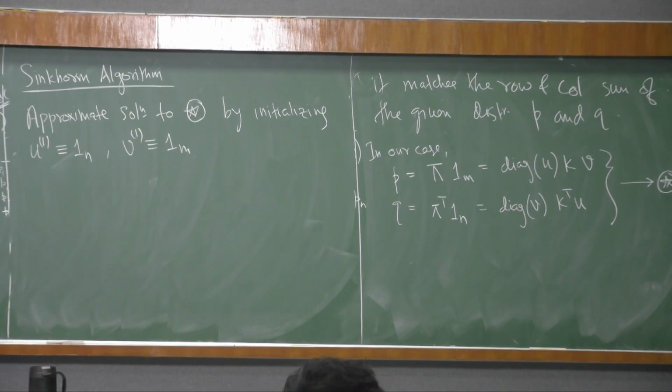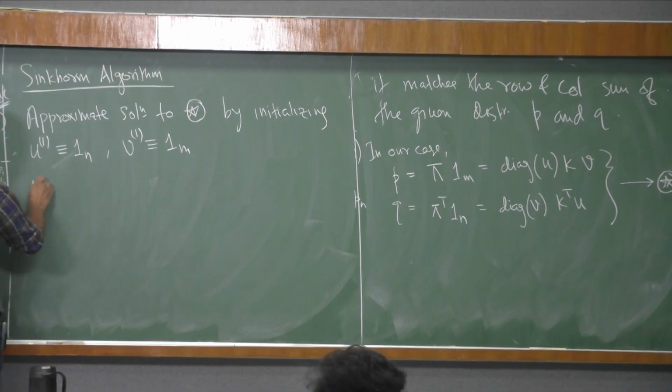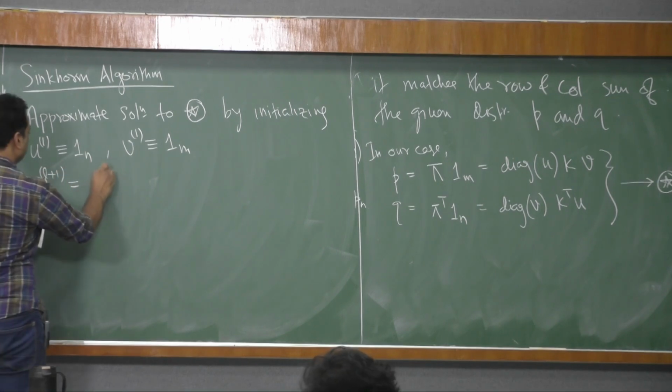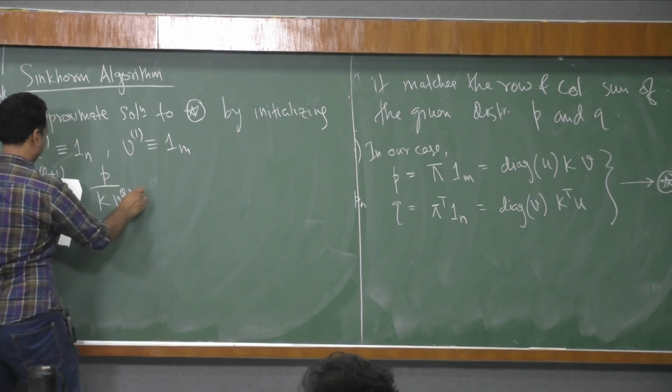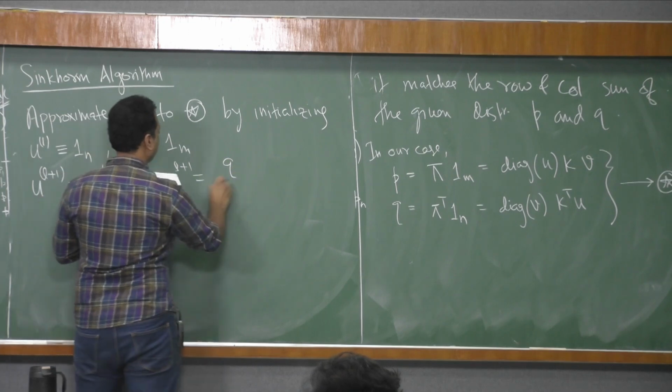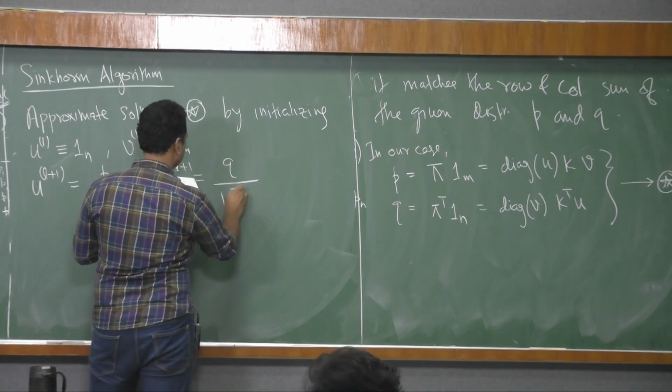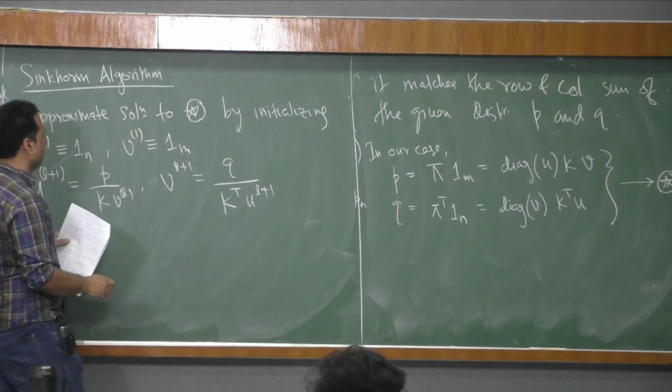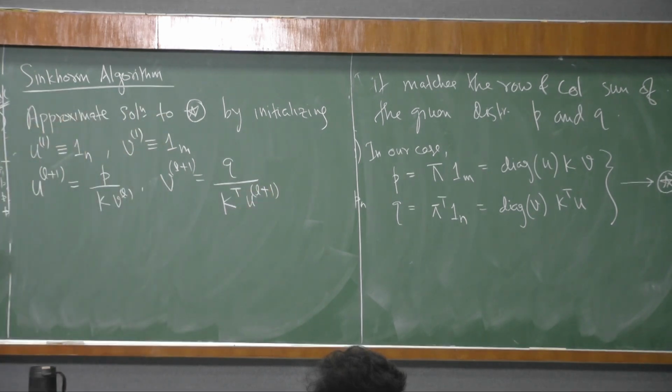This is what initial iterates we define, and then the algorithm says that you update u^(l+1) as p divided by K v^l, and v^(l+1) as q divided by K transpose u^(l+1). That's it. The algorithm tells that we are just supposed to do this, and this will produce the same iterates as the previous one. A minor check that we will do is to convince ourselves that this is equivalent to what we did before. This is just an alternative way to solve the same problem.